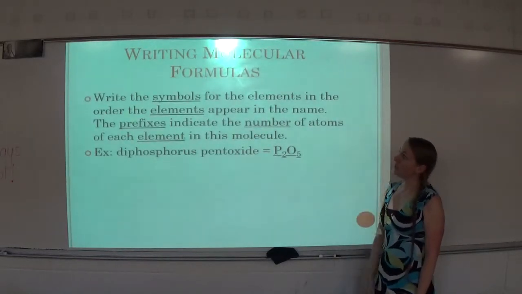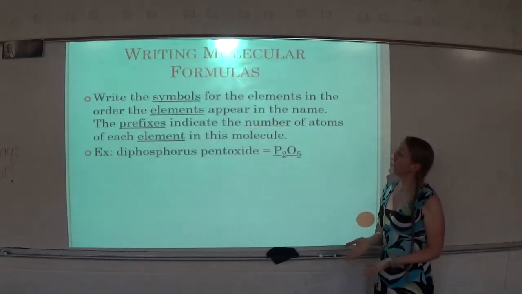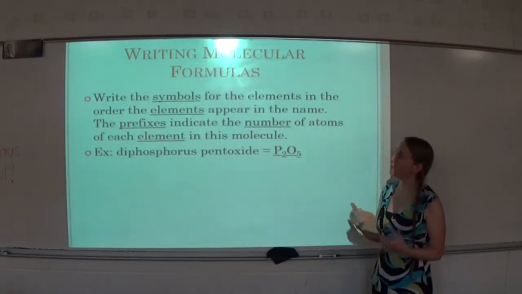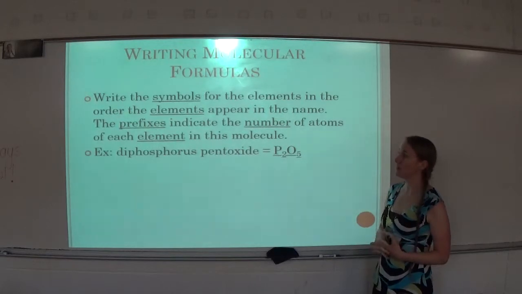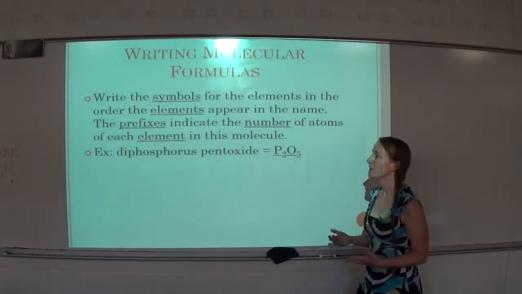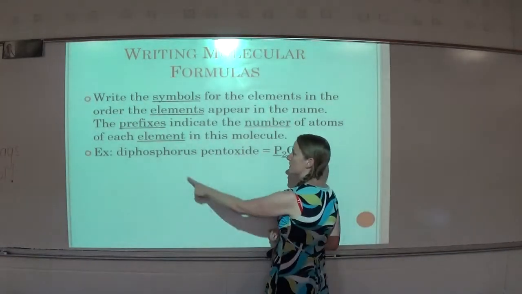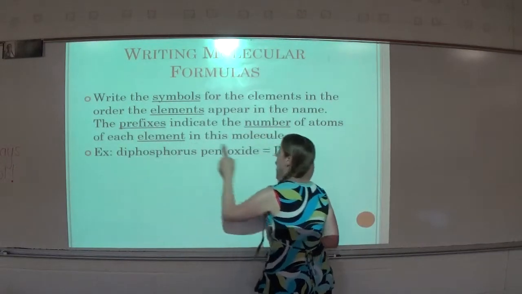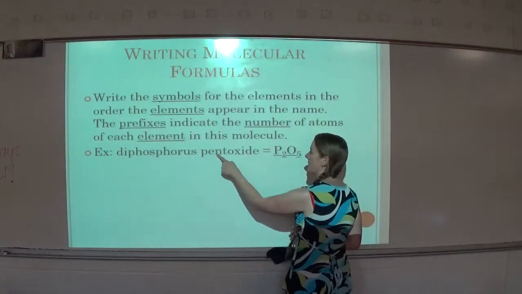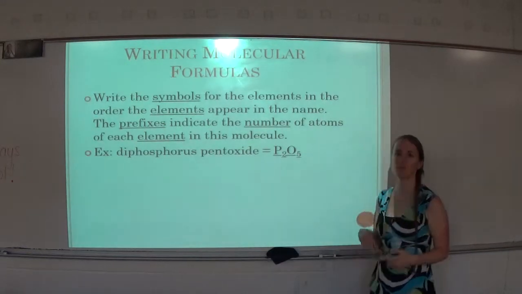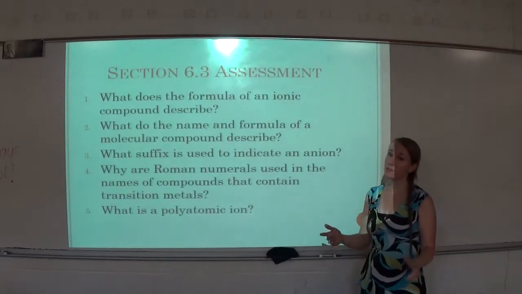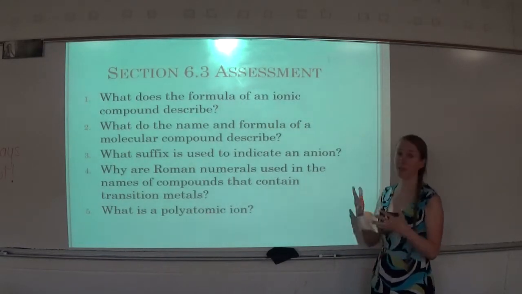So when we're writing molecular formulas, you write the symbol for the elements in the order the elements appear in the name, and the prefixes indicate the number of atoms of each element in this molecule. So we have diphosphorus pentoxide. Phosphorus is P, oxide is O, di means 2 phosphorus, and penta means 5 oxygen. So we get P2O5. And notice we don't use prefixes in ionic bonds with the metal and the nonmetal.